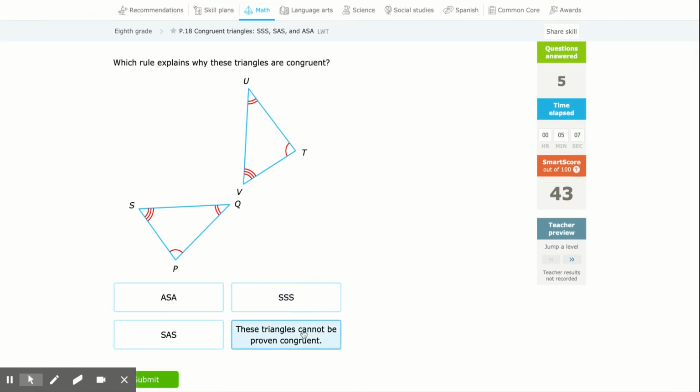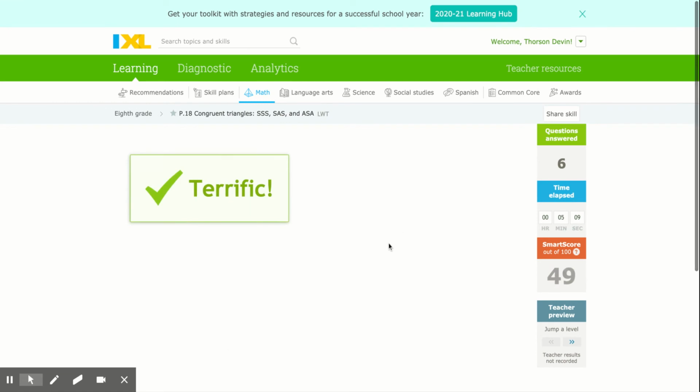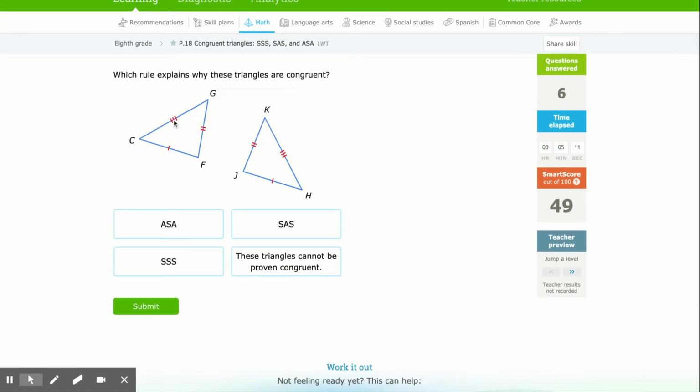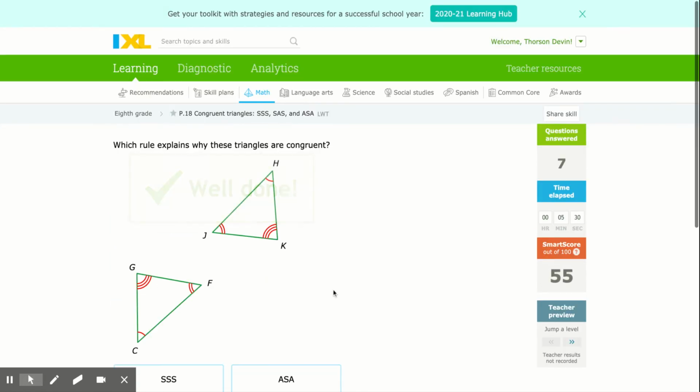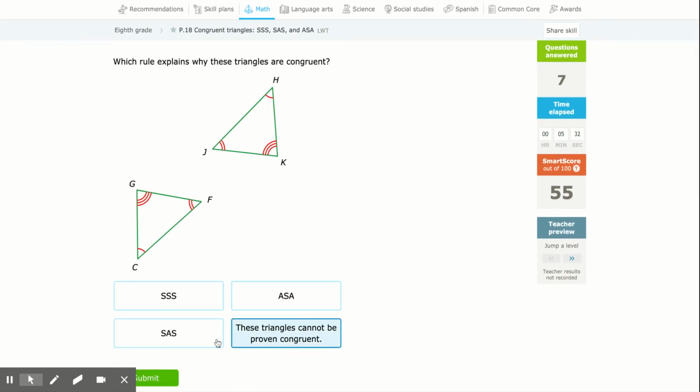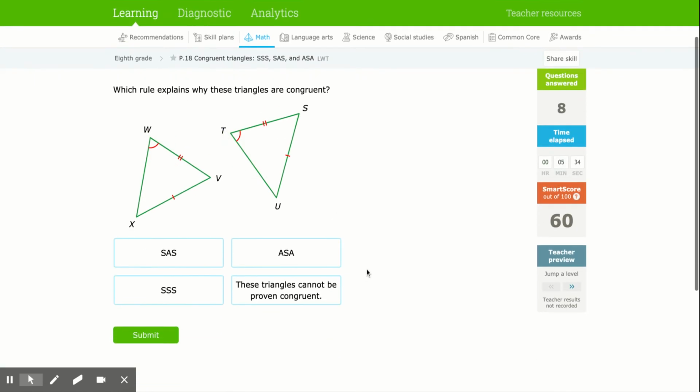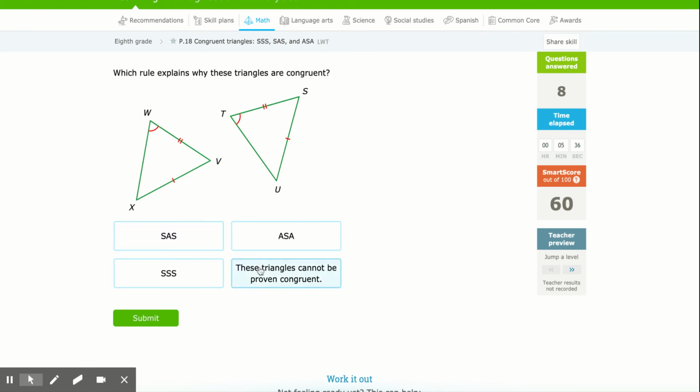Angle, angle, angle cannot be proven. You always need at least one side. This one's a side, side, side. Again, this side and this side is congruent. This side and this side is congruent. And this side and this side is congruent. So I have a side, side, side. Side, side, side. And that is a congruency postulate. We can prove those are congruent. Again, angle, angle, angle. Nope. This is side, side, angle. Nope.